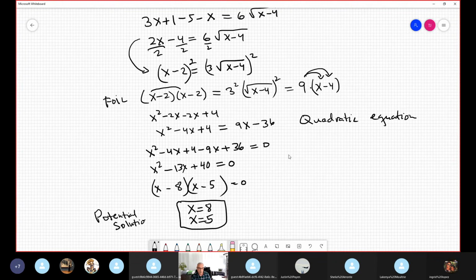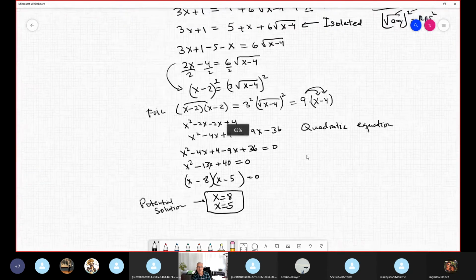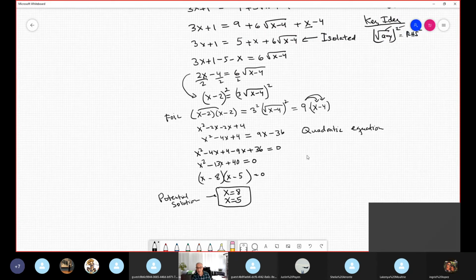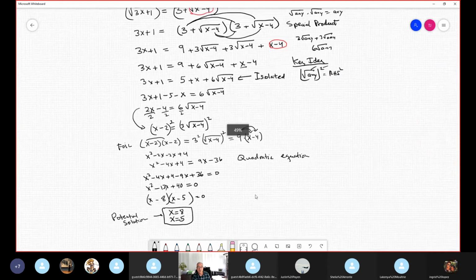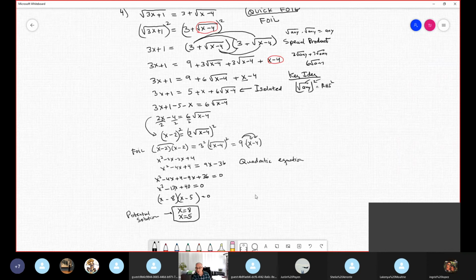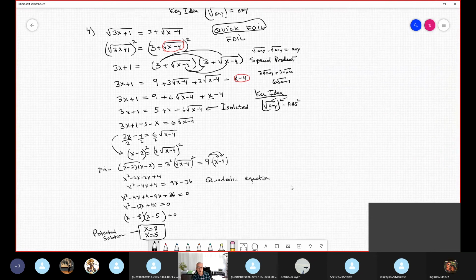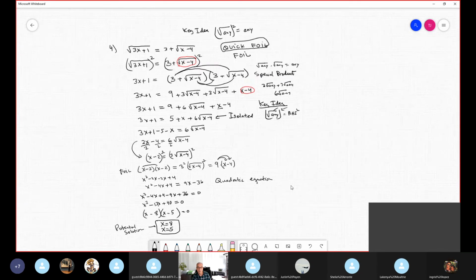In that moment the student finishes and doesn't check it. 0 points. No credit. Sorry. This is intermediate algebra. This is not kindergarten algebra. This is another level, not the kindergarten way. And you need to check it for both solutions, for 8 and 5.